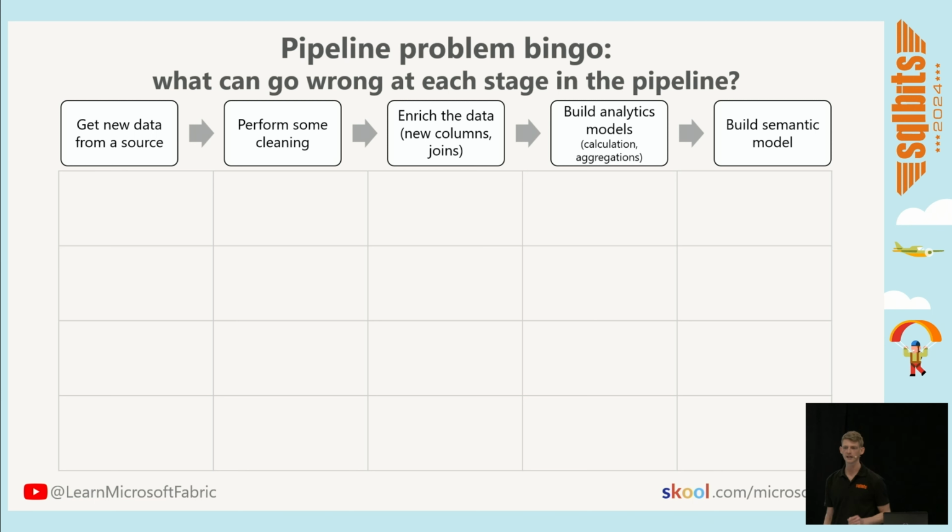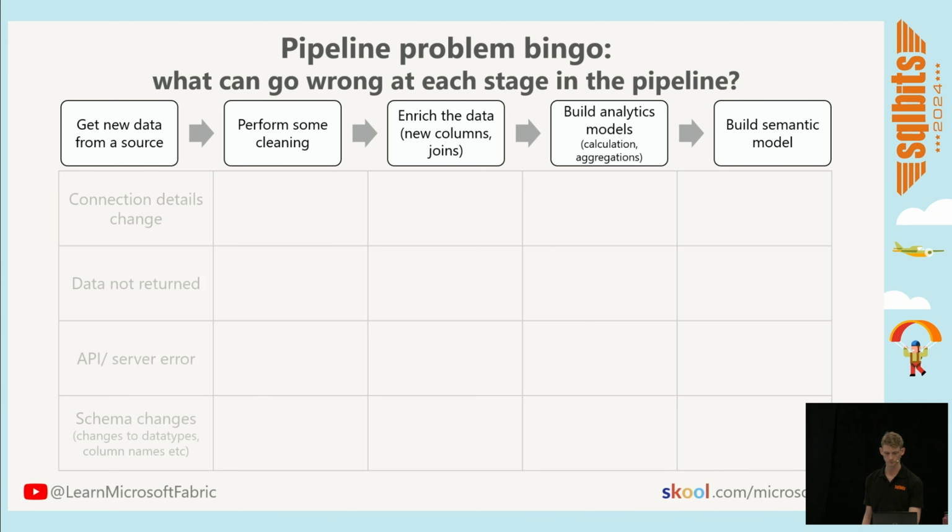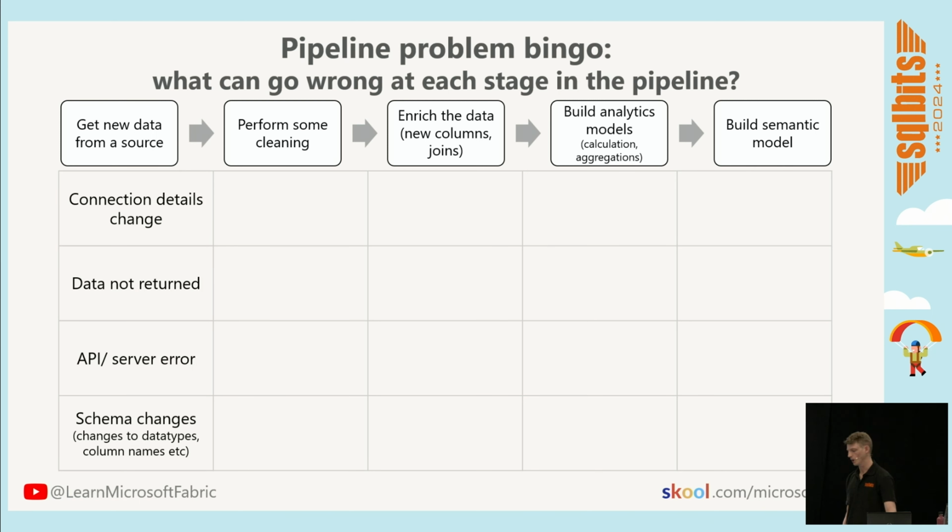So when we're getting new data from a source, for example, well, the connection details could change. Maybe you're connecting to an API or some sort of external service, and they change. Maybe your token expires, the REST API isn't bringing back any data, no data at all, 500 errors, all this kind of stuff. Perhaps the most important one is that bottom one, schema changes.